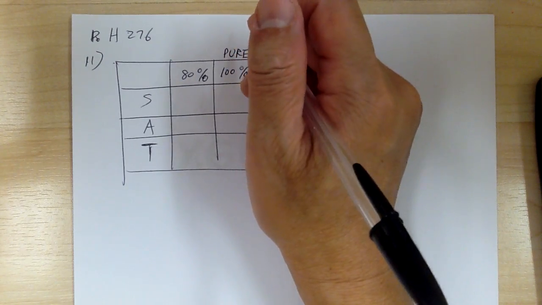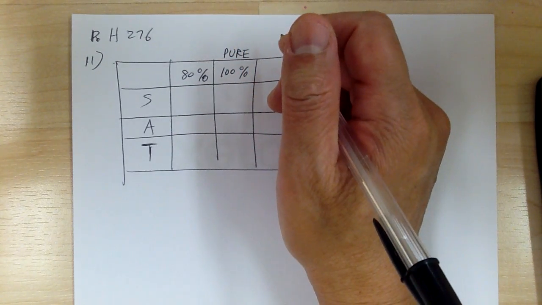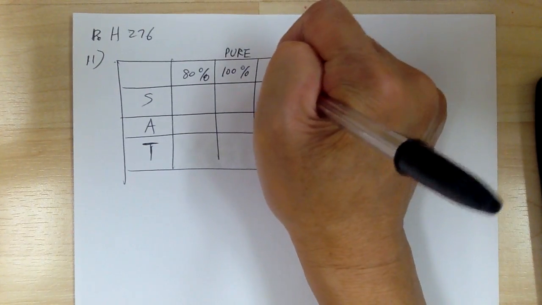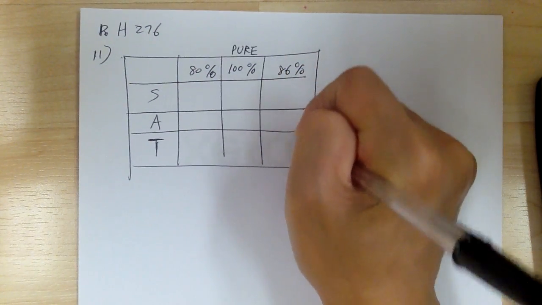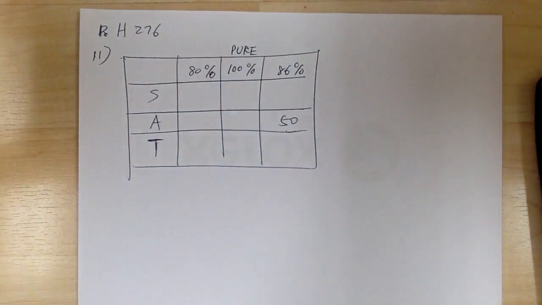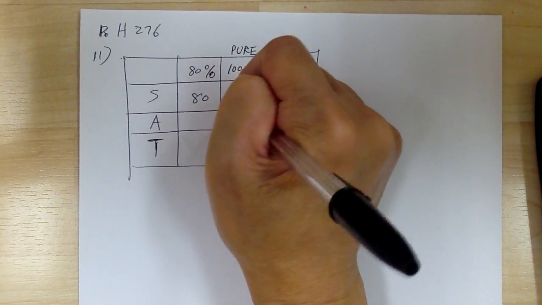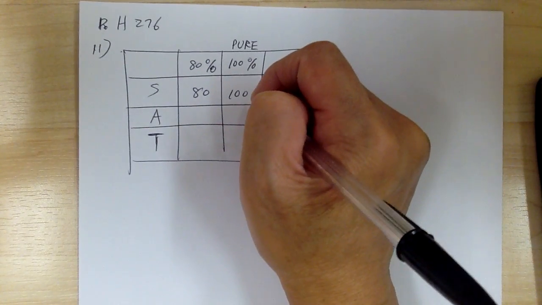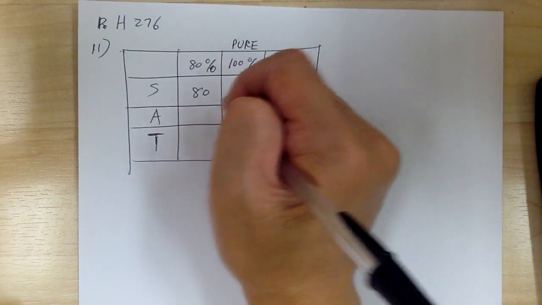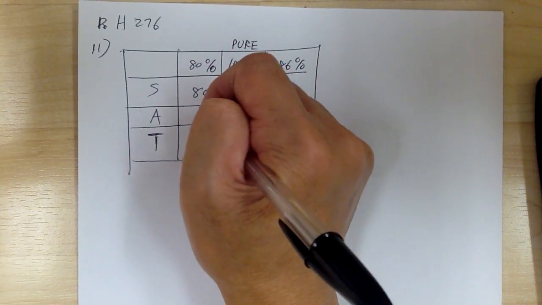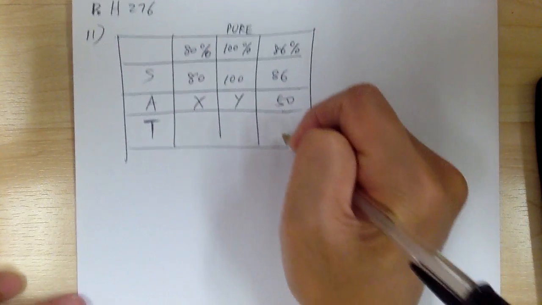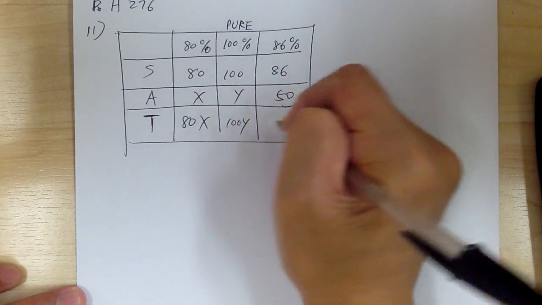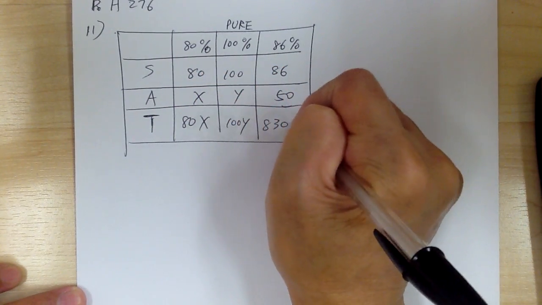And then he gets the 50 pounds of 86%. Okay, so that's 50 pounds. So again, the strength would be 80, 100, 86, and the amount, I'm going to call this X and Y. So you just multiply, so you've got 80X, 100Y, and this is 8300.